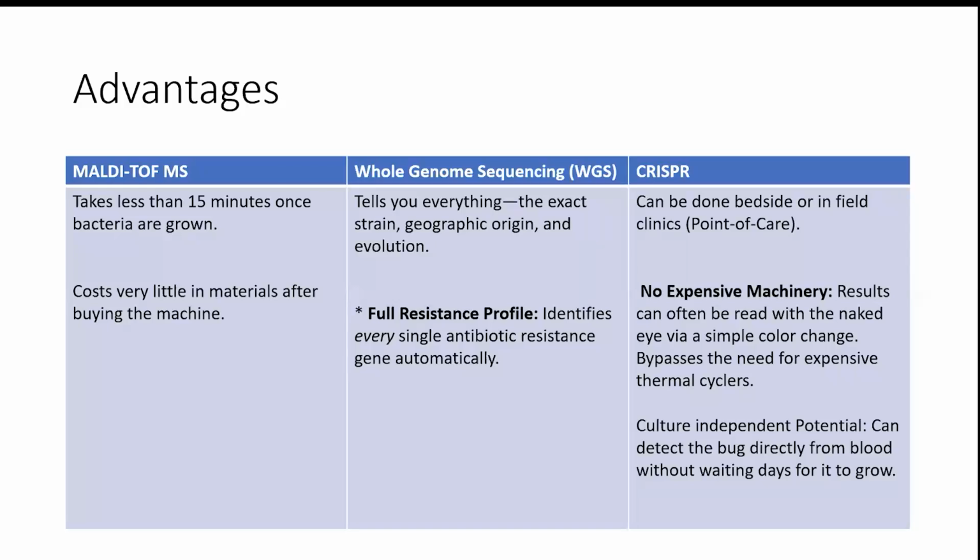Whole genome sequencing tells you everything: the exact strain, because it uses the whole genome, the geographical origin, the evolution, everything. Along with the full resistance profile, it identifies every single antibiotic resistance gene automatically. And CRISPR's advantage is that it can be done bedside or in the field of clinics.